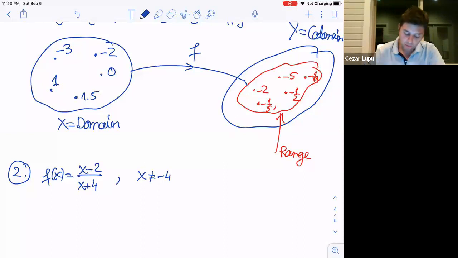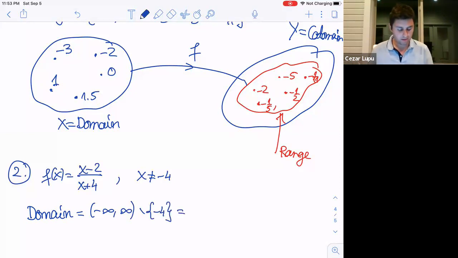So the domain is nothing else than just the entire real line, so it's -infinity, infinity, and we exclude this value, -4. Or if you want, we can write this as a union of two intervals: -infinity and -4, open interval, union with -4 and positive infinity. So that's the domain of this function.